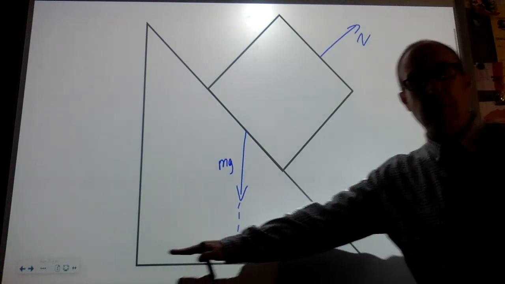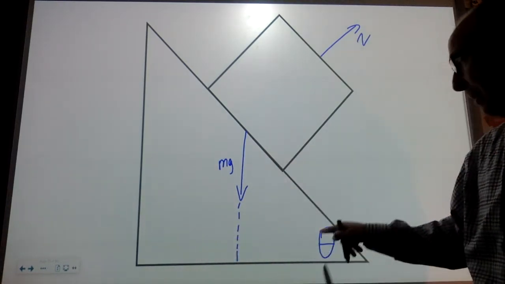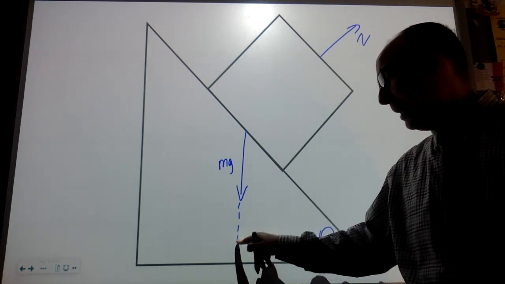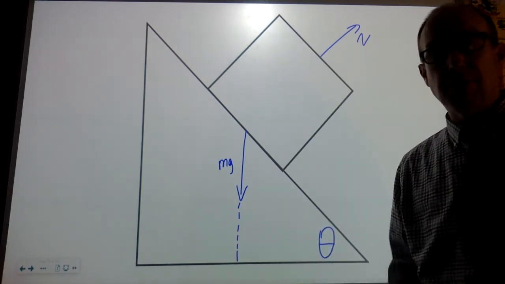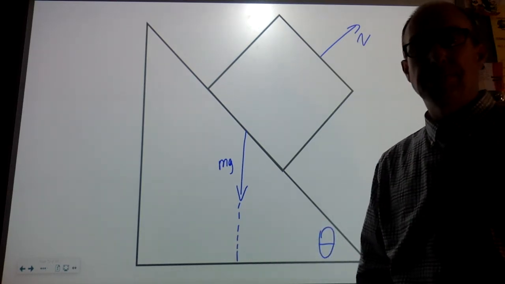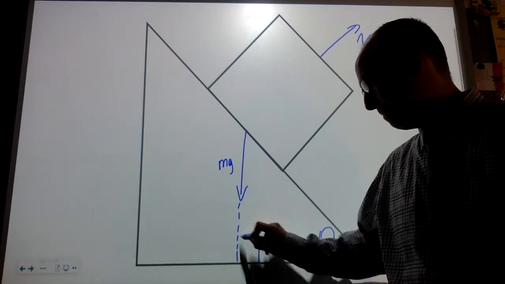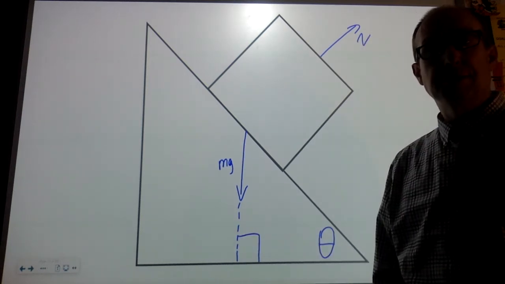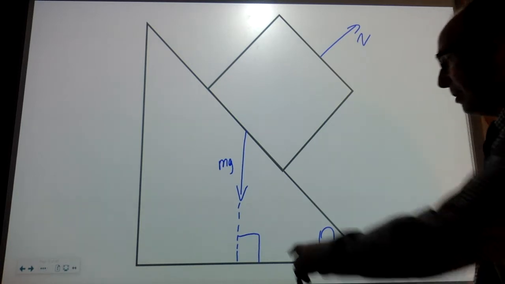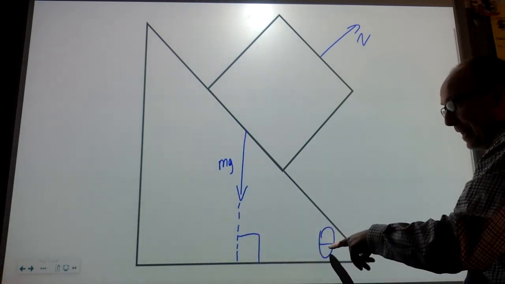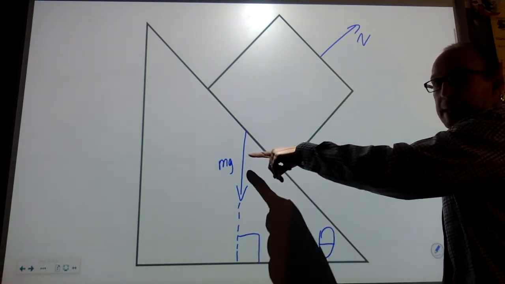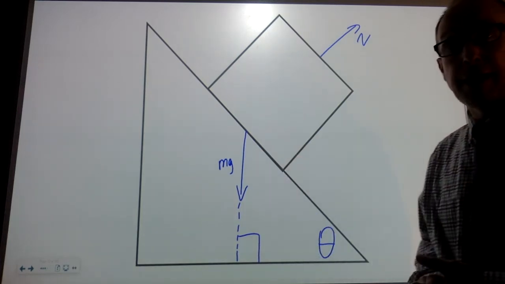So I'm going to extend this line down. If this is the level ground with this line extended down and this is theta, the angle between the dotted line and the ground would be 90 degrees. So now I know this side is 90, this side is theta. I don't know what this side is in here yet. Well, how could I find that?